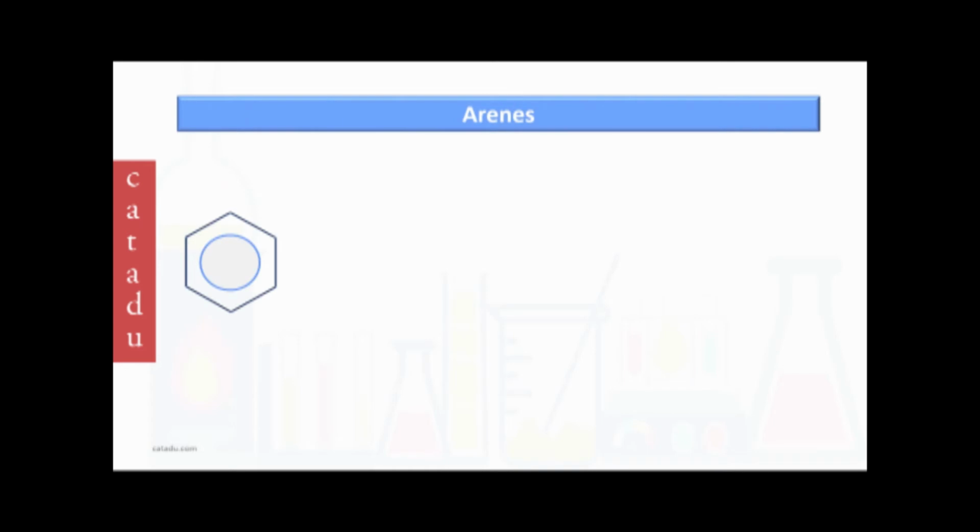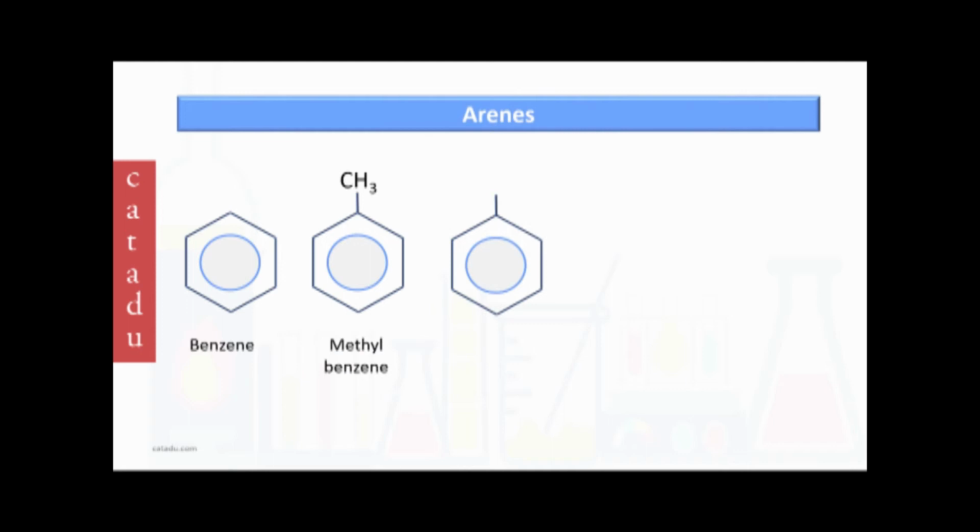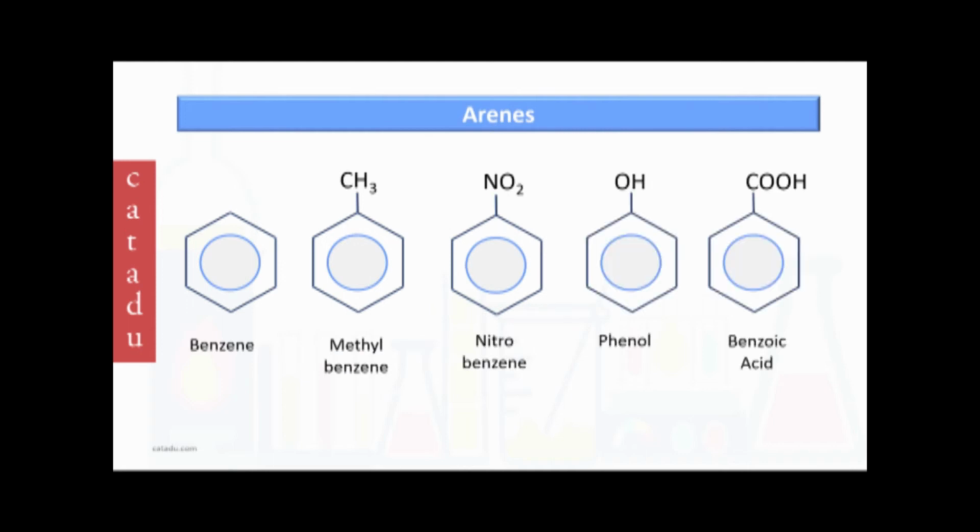Now, arene. Benzene is the simplest arene. Also, we have methyl benzene. This is nitrobenzene, phenol, benzoic acid. These all are arenes. We can write many arenes.